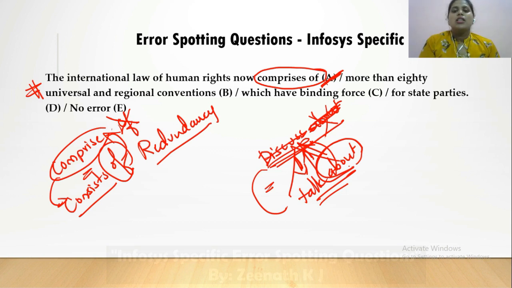That's why the answer to this question, my dear friends, has to be: the International Law of Human Rights now comprises more than 80 universal and regional conventions, which have binding force for state parties.